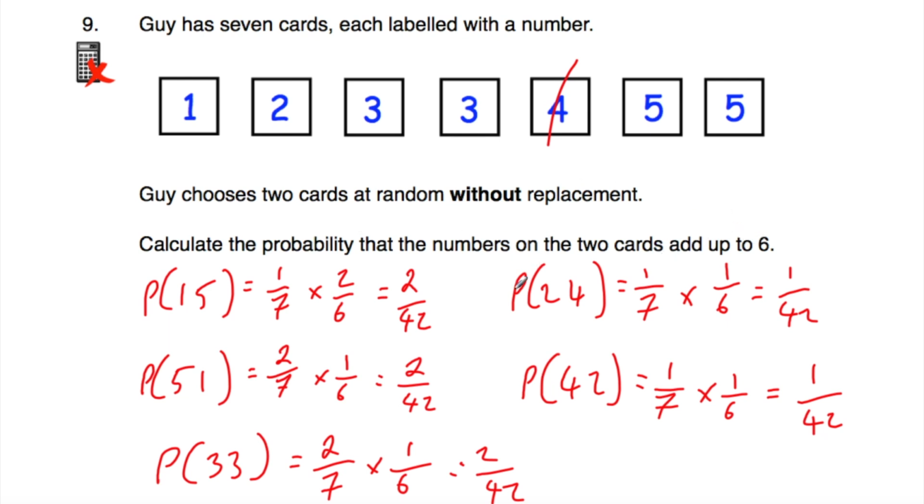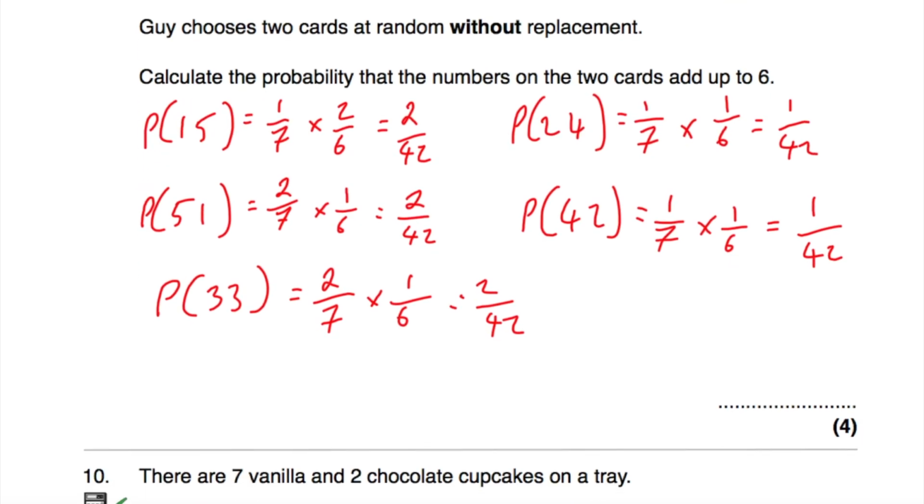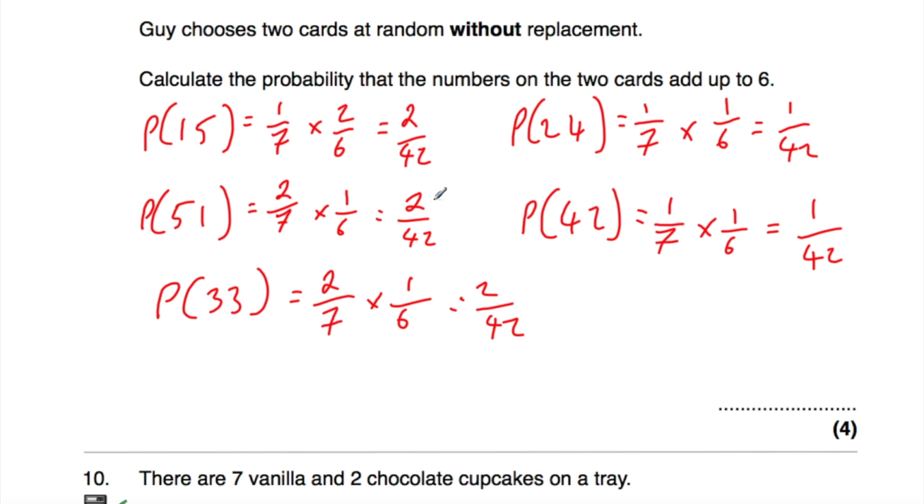If we want to find the probability that the two numbers on the cards will add together to be 6, we just need to add together these probabilities. So let's work that out. So 2/42 plus 2/42 plus 2/42 plus 1/42 plus 1/42. When you add them together, all the denominators are the same, so 42 is going to be on the denominator. And let's add together the numerators. 2 plus 2 plus 2 is 6, plus another 1 is 7, plus another 1 is 8. So it's 8 out of 42.